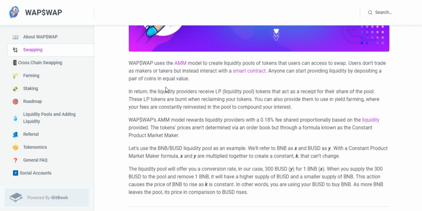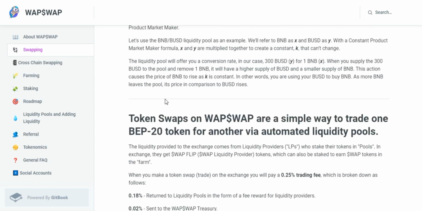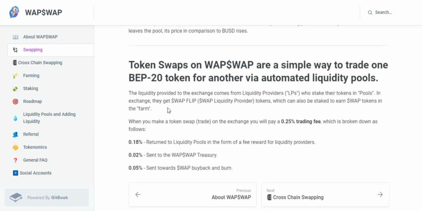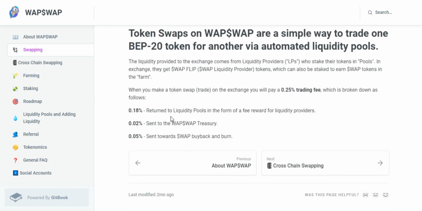Now the BNB and BUSD liquidity pool can be looked at as an example, and we will refer to BNB as X and BUSD as Y. With the constant product market maker formula, X and Y are multiplied together to create a constant K, which cannot be changed, and the liquidity pool will offer the users a conversion rate.